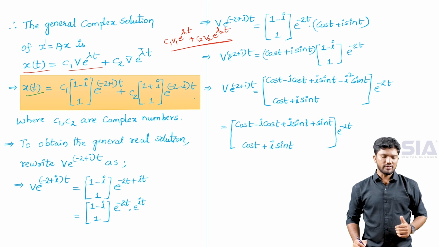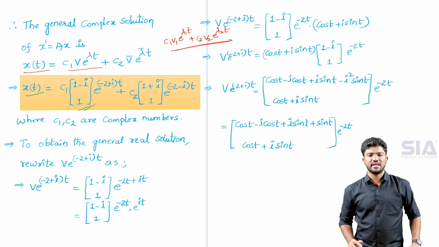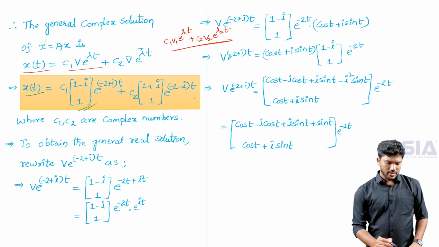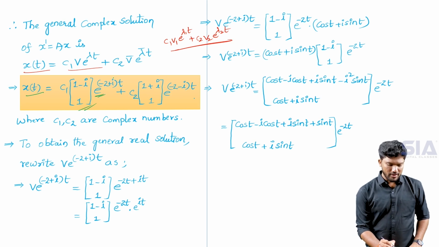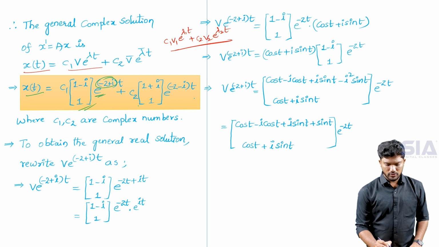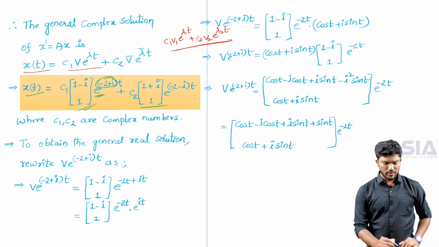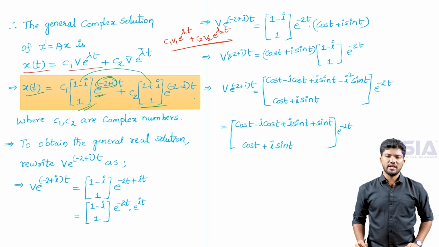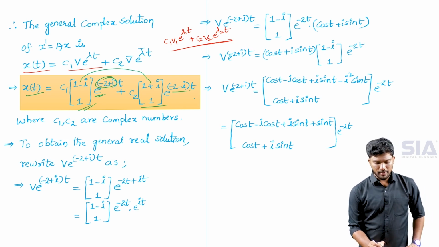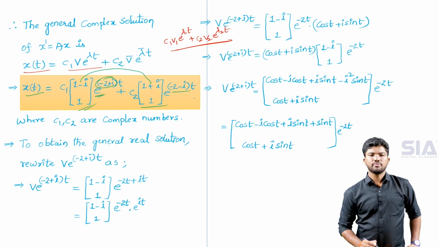You can write that value as c1 into capital V, the eigenvector, 1 minus i, 1, and exponential power lambda value, which is minus 2 plus i into t, plus c2 and v bar. V bar means 1 minus i will become 1 plus i, and 1 as it is. Exponential power lambda bar. Lambda bar is nothing but minus 2 minus i.